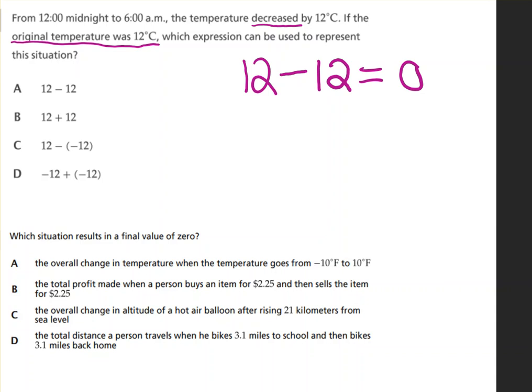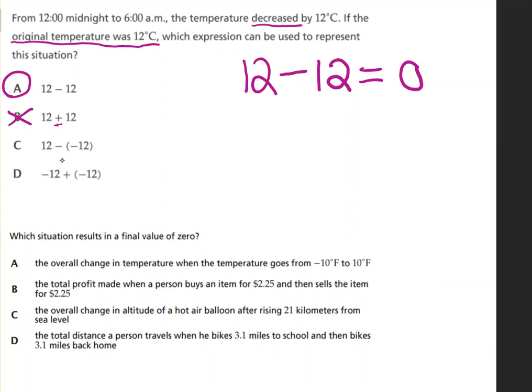So this one, choice A, is the same problem that we just set up. 12 minus 12 equals 0. So we're going to circle choice A, but before we move on, let's make sure that B, C, and D are not correct. So choice B shows 12 plus 12. We know that this cannot be our answer because of that plus sign. If the temperature increased, then we would use plus, but because it decreased, we chose that subtraction.